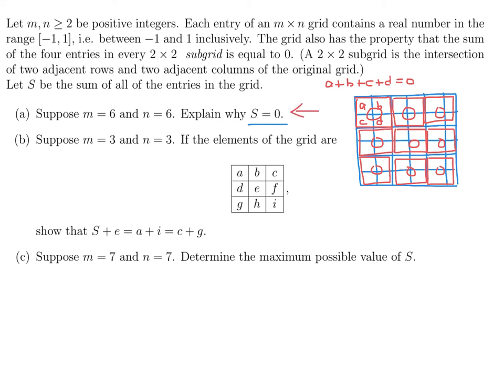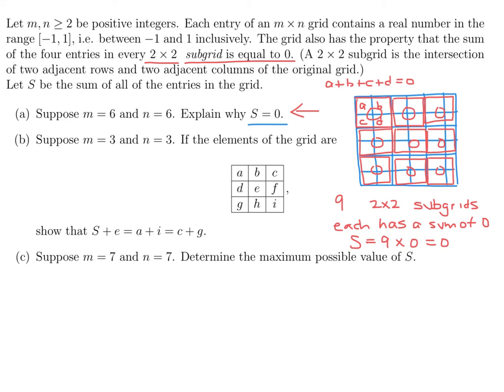So you can explain that you have 9 2 by 2 subgrids, right? And each has a sum of 0, by definition, you know, in the question, they tell you that. And therefore S is 9 times 0, which is 0. So that's pretty much all you need to do for part A.